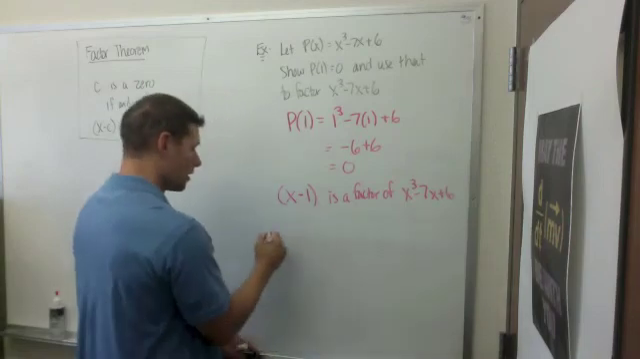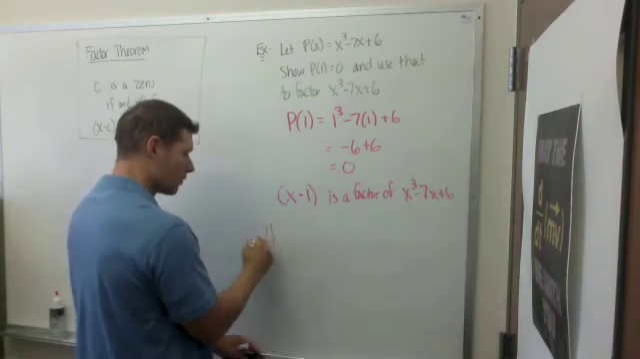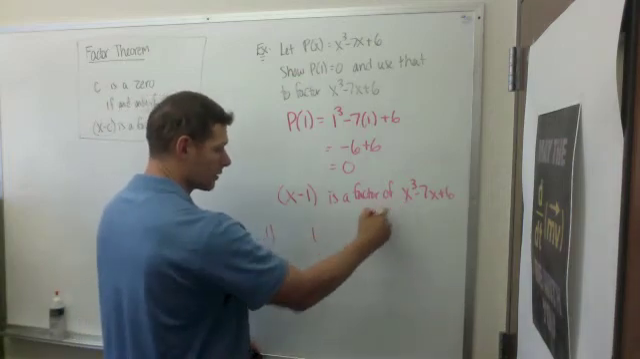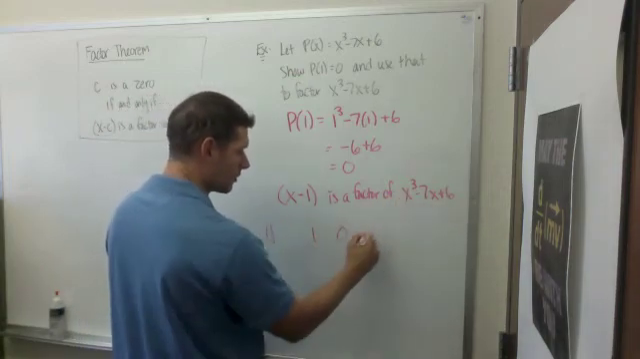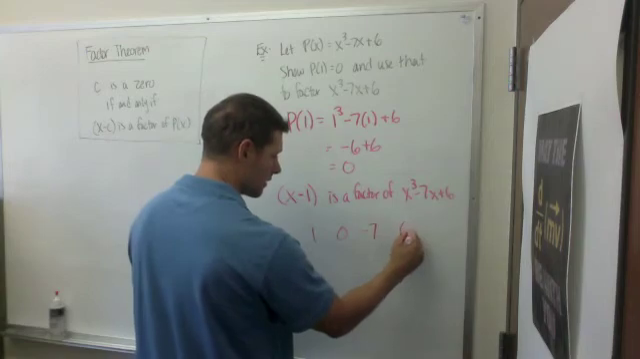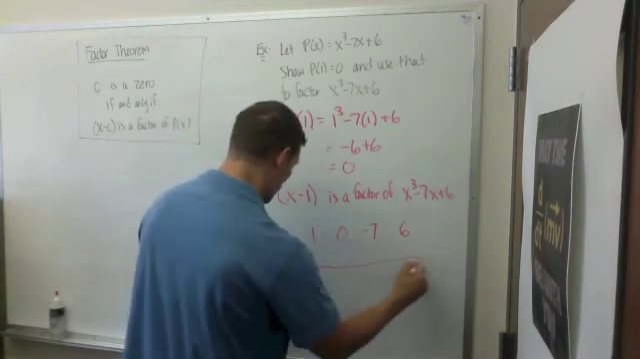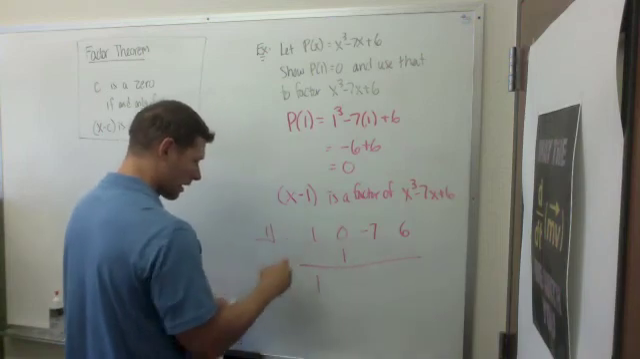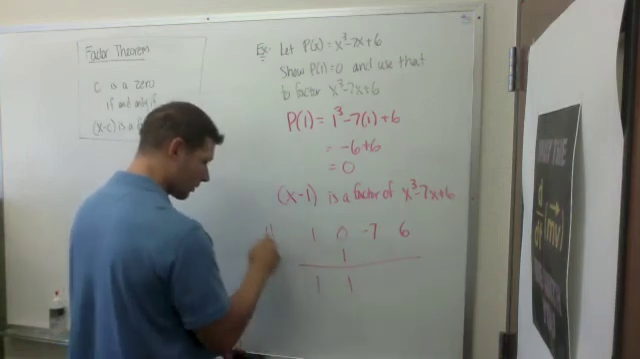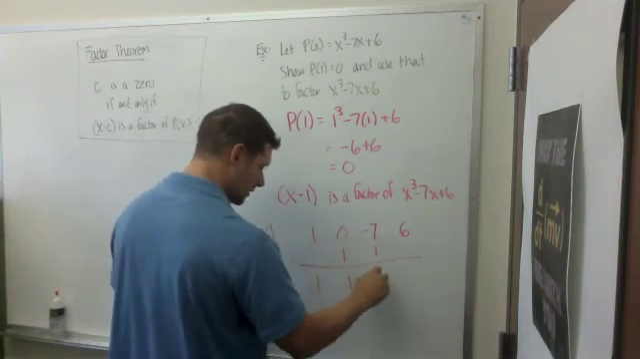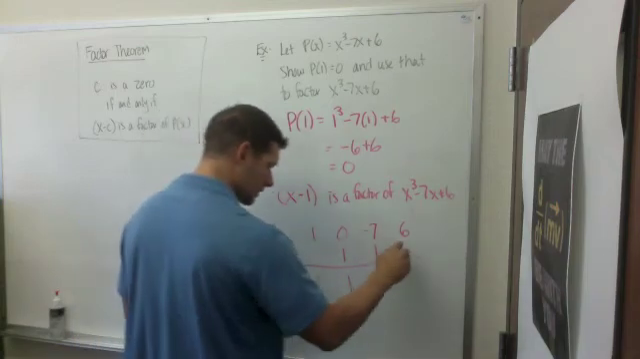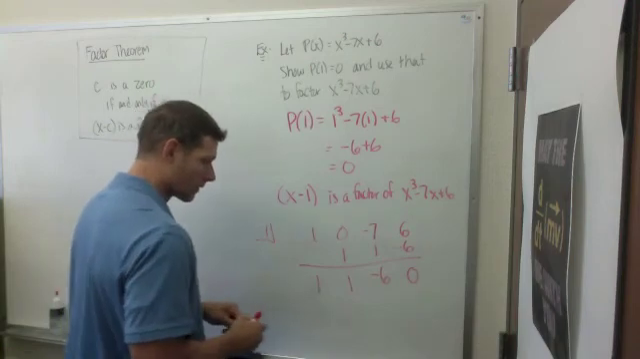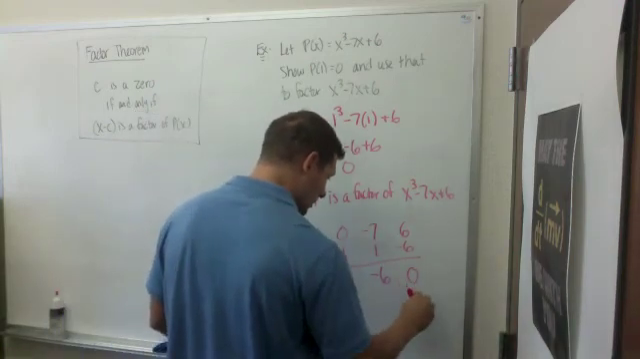Take a look. Using synthetic division, x minus c, therefore c is 1. I put 1, 0 from the degree 2 term, negative 7 and 6. Draw a line, drop this down. 1 times 1 is 1. Okay, add down, get 1. 1 times 1 is 1. Add down, get negative 6. 1 times negative 6 is negative 6. Add down, get 0. So recall, this is my remainder.